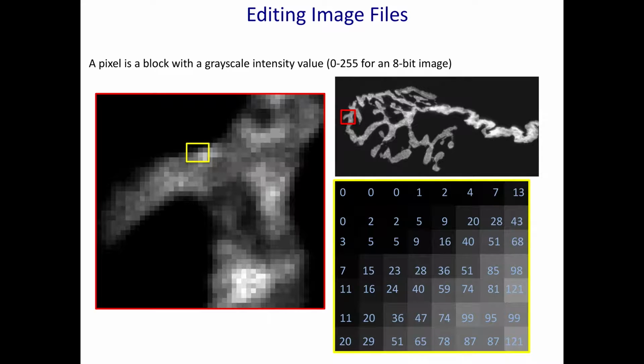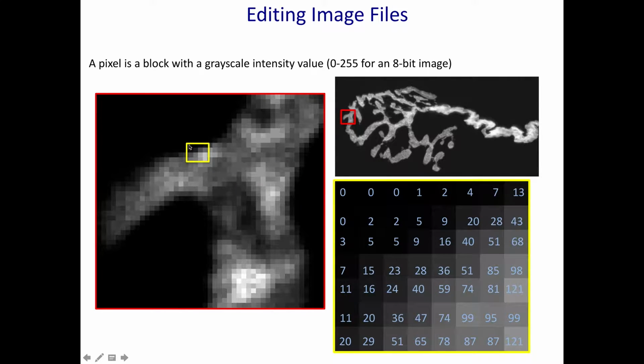What I want to show you here and point out is that the pixels with a value of 0, those are pure black. There were no photons captured by the camera in that spatial area, whereas the brighter ones have a higher intensity value. In this case, the highest value only goes up to 121.